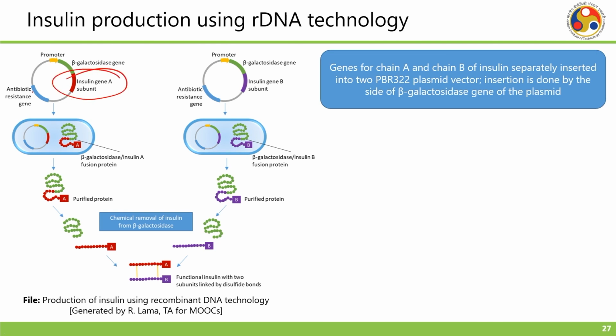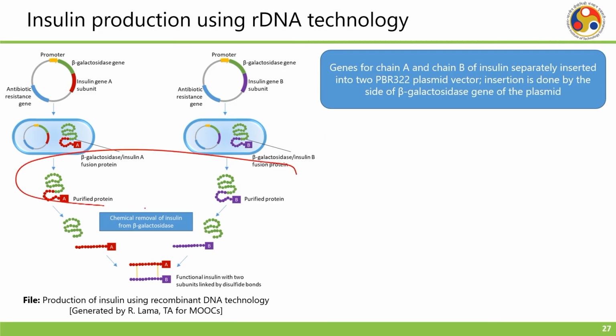So, in this one we are cloning the insulin gene A subunit, and in this one we are cloning the insulin gene B subunit, and both have antibiotic resistance genes, which help us in the selection process. Once the vector is internalized into a competent cell, the insulin A is produced as a fusion protein along with the beta galactosidase, which is also under the control of the same promoter. So, in one population we will get the fusion protein that contains the insulin A gene, and in the other we will get the insulin B fusion protein.